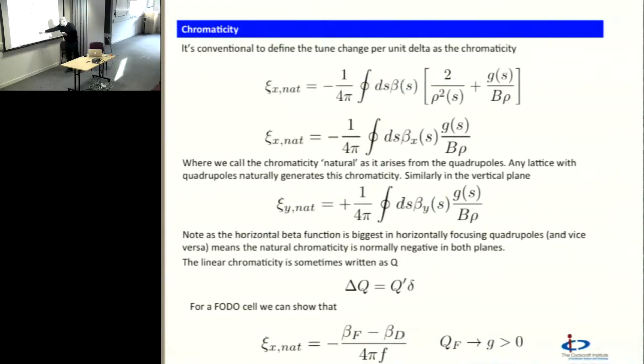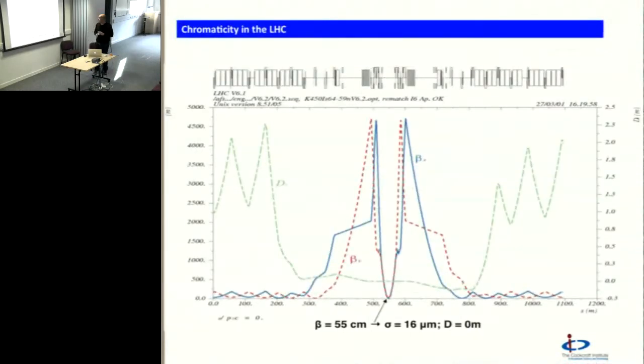Now we define the linear chromaticity as Q prime. So delta Q is Q prime times delta, and you can show, in a fun little calculation, look in the textbooks, in the same way we had beta function and dispersion results for a FODO cell, we can also extract an analytic expression for the chromaticity in a FODO cell. The horizontal chromaticity is given by the difference in the beta functions in the two quads divided by 4 pi times the focal length. I've not derived that, but that's just to show you can derive expressions for chromaticity in FODO cells should you be that way inclined. So what does it mean? It's generated in quadrupoles, and it gives you a tune shift, linear in delta. That's what it does.